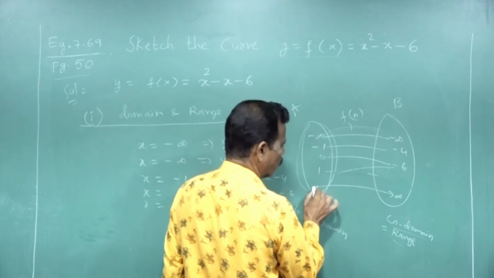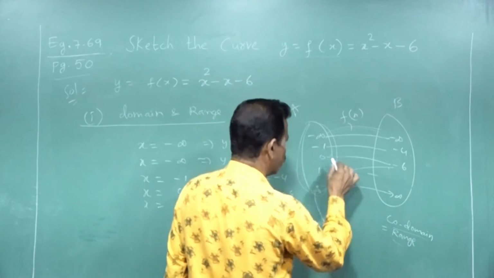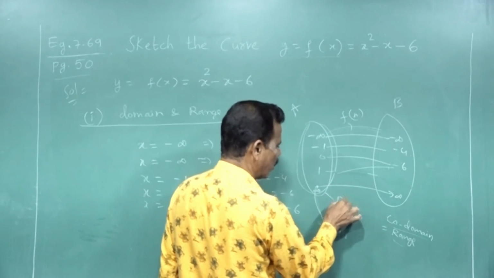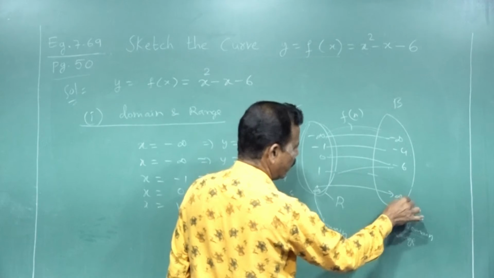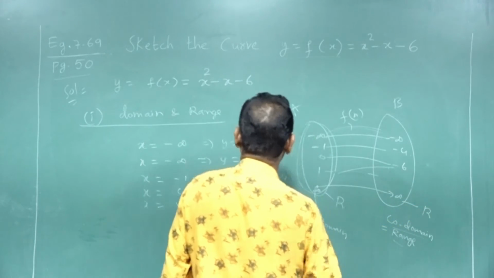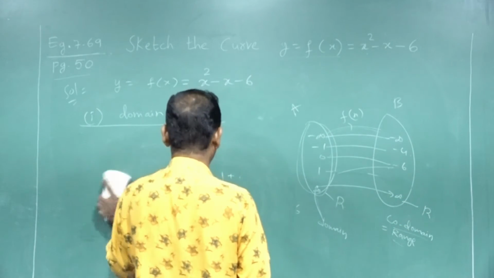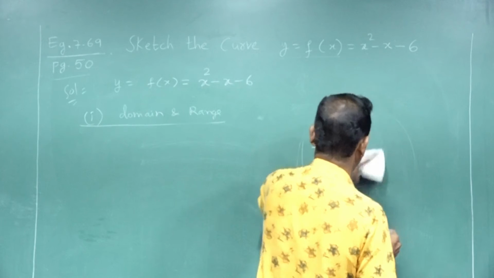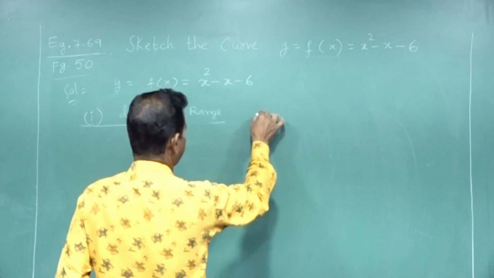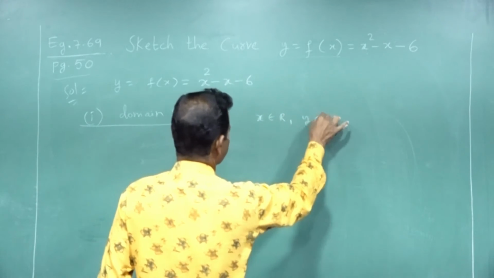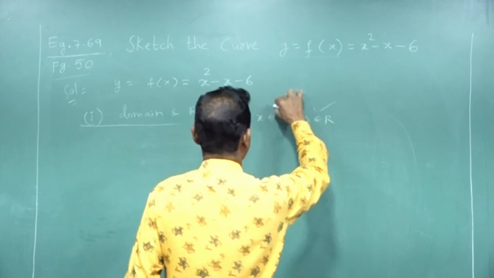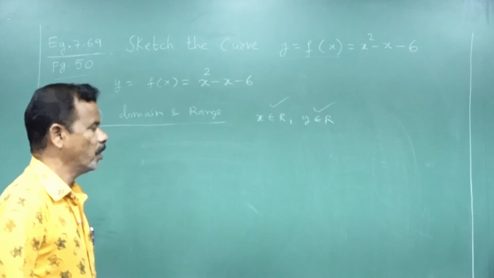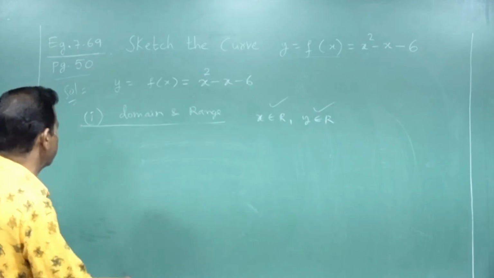Here these values are the domain, these values are the codomain. So minus infinity to infinity, these are all real values. Here also minus infinity to infinity, all real values. So x belongs to R, y belongs to R. This is the range, this is the domain. Okay, next, this topic is over.